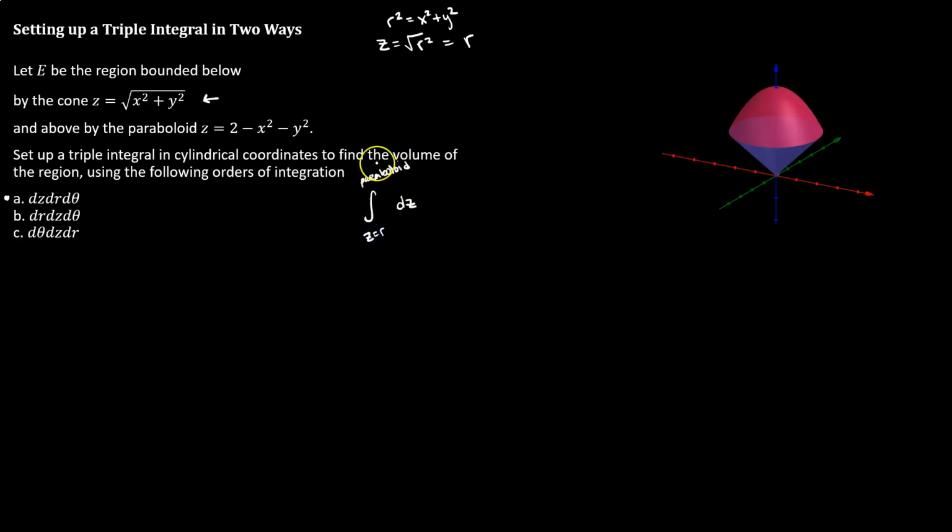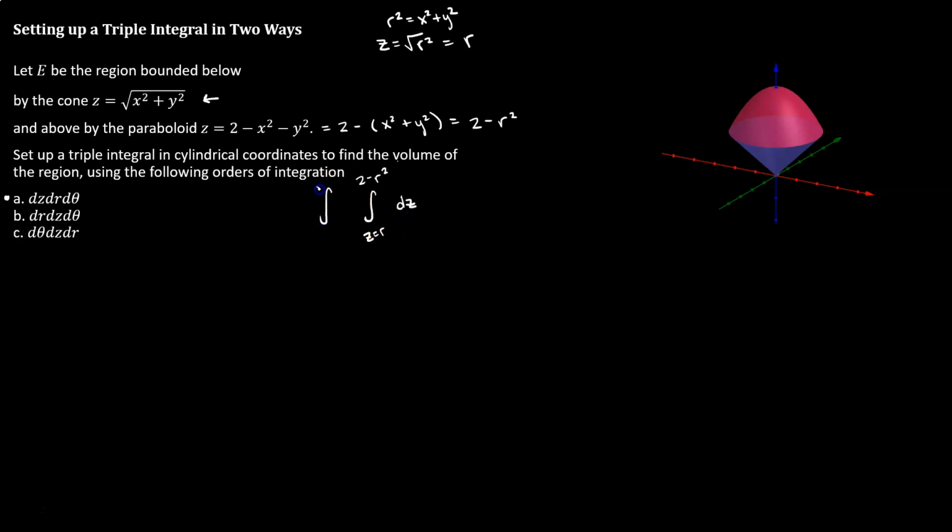And then for the paraboloid, we'll do the same thing. We have 2 minus x squared minus y squared. Well, how about we factor out that negative so that it's minus x squared plus y squared? And then we can replace the x squared plus y squared with r squared so that we have the equation of the paraboloid as 2 minus r squared. So that's our first of the three integrals.